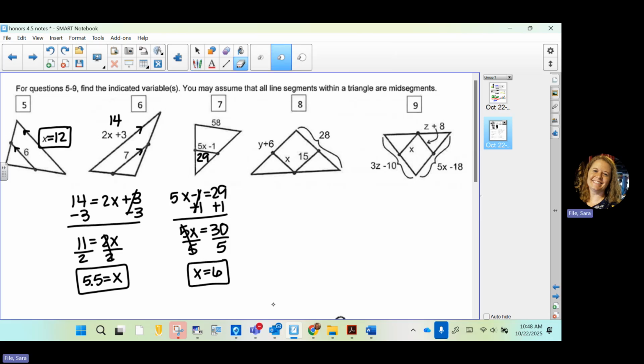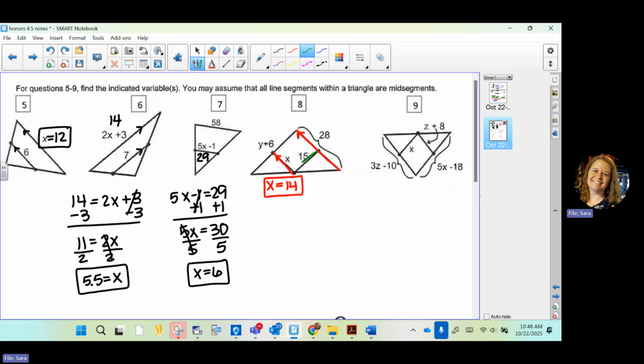All right, now 8 gets a little more complex. They have 2 midsegments drawn. So let me try and color code here. So the x midsegment is parallel to the 28. So what should x be? That's half of the side length it's parallel to.